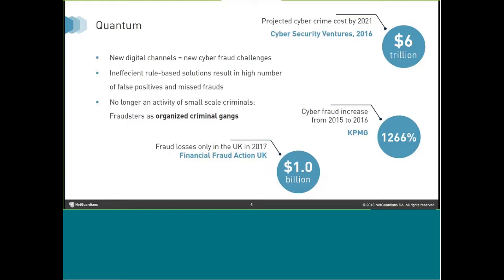Fraud losses in the UK in 2017, according to Financial Fraud Action UK, this is the sector working group purely focused on this area of fraud, and I would always urge you to bounce all your ideas through this group. In 2017, they lost $1 billion. And the reason is simple. The world is going digital. There are a lot of digital channels.